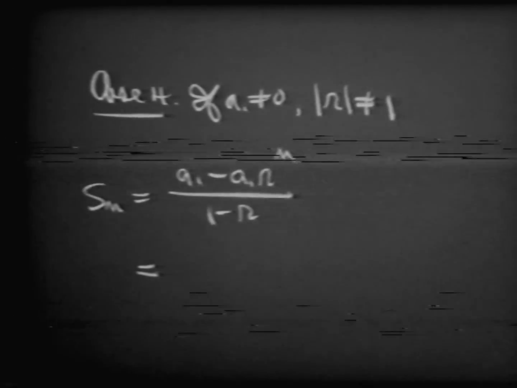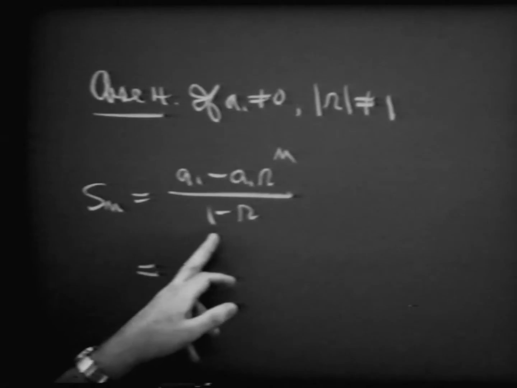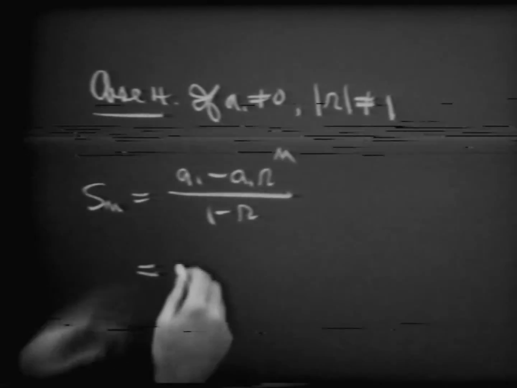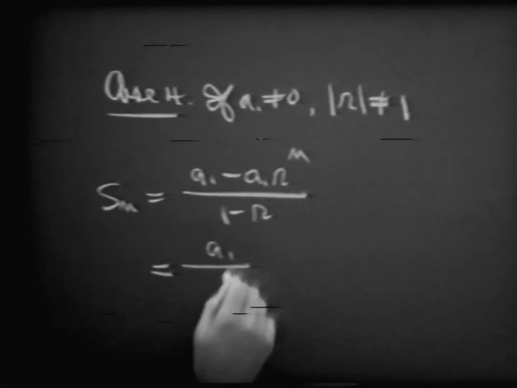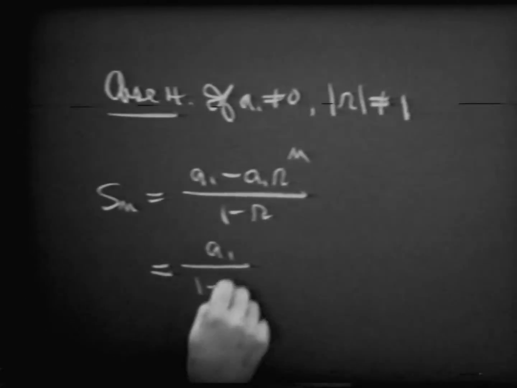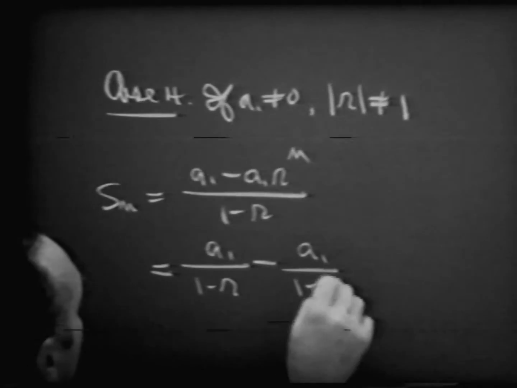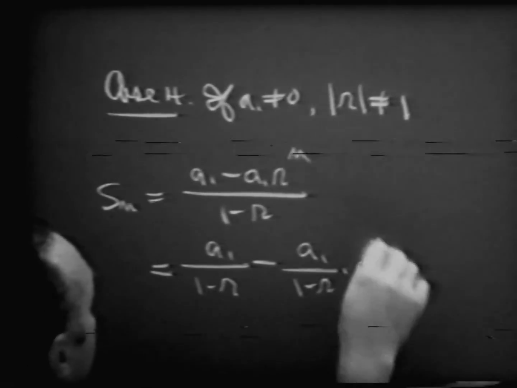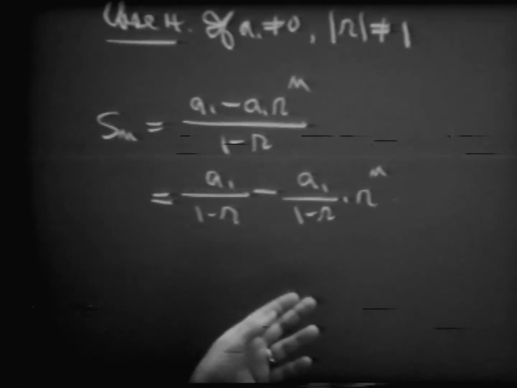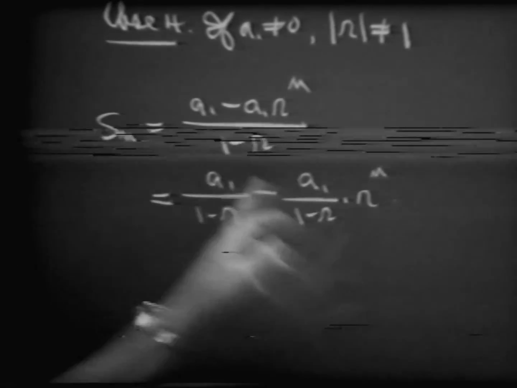Now, what I'd like to do is to look at this from a slightly different point of view. What I mean by that is I'd like to separate this into a sub 1 divided by 1 minus r, minus a sub 1 over 1 minus r times r to the n. Does everyone agree that this is still equal to this?